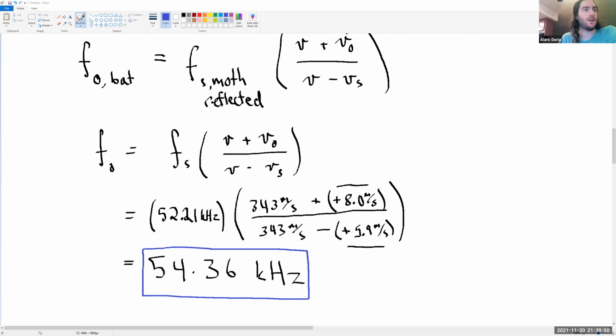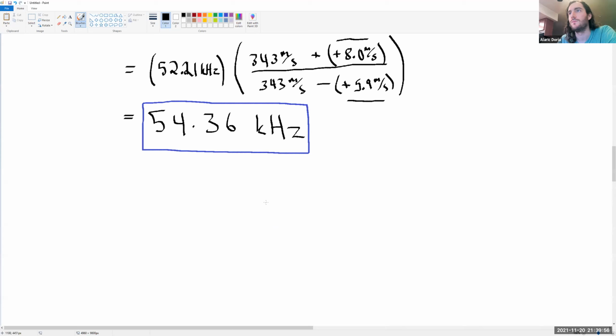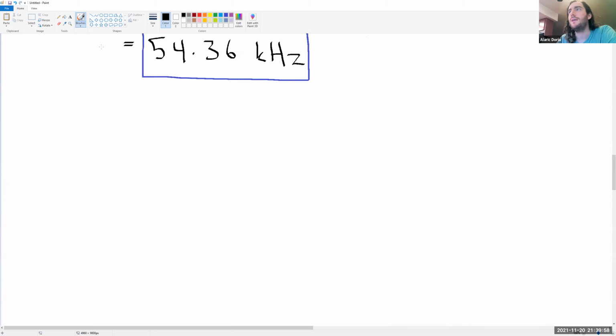Okay, so let me just give a quick overview of Bernoulli. Bernoulli basically is a statement of how fluids flow in, let's say, like a pipe. Suppose that we have some fluid flowing in a pipe like this.